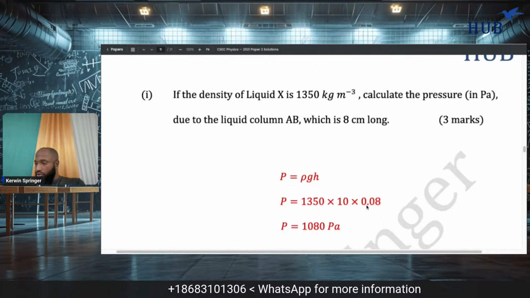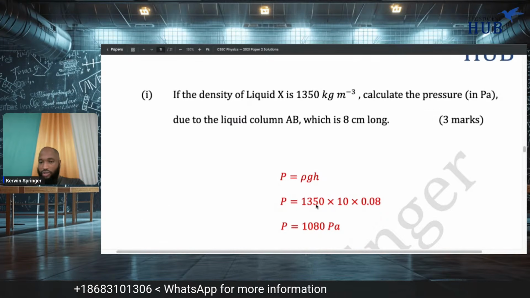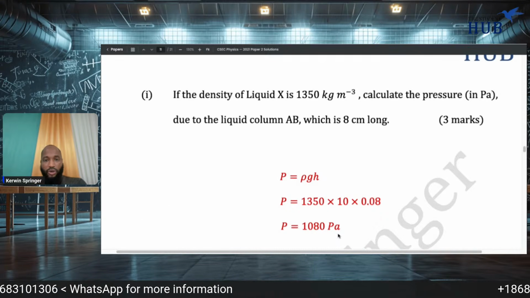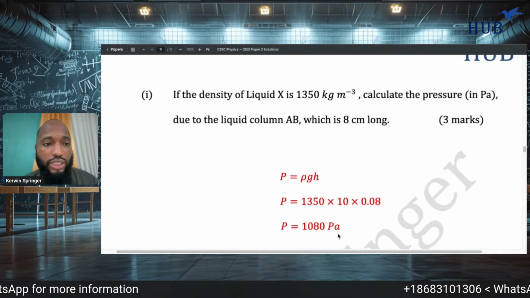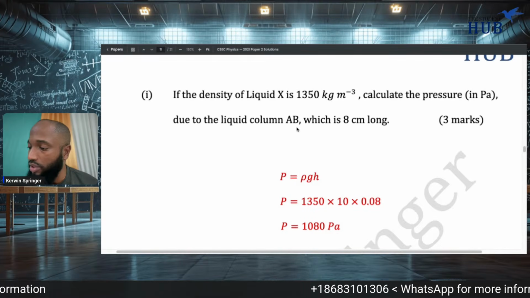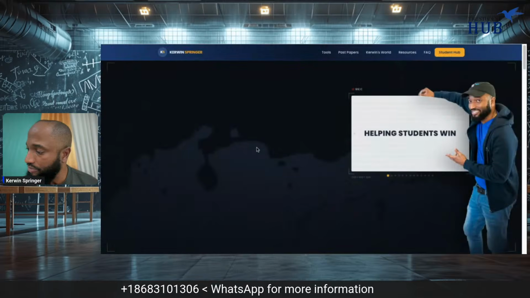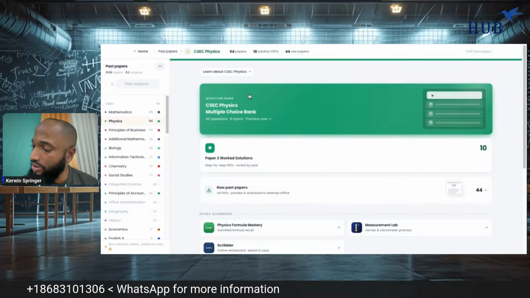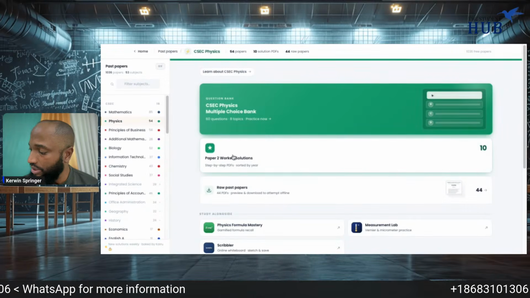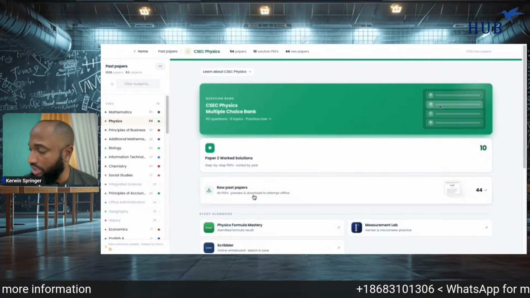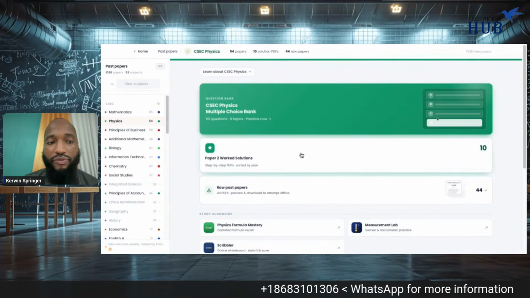Okay, so we substitute 0.08, 10, 1350. You get that. Where do you get the solutions? The solutions are on my website, kerwinspringer.com. So just go to kerwinspringer.com, this website here. Click past papers, click physics. Here's the paper 2 worked solutions. You could get more past papers here, but I have 10 of them with the full solutions.